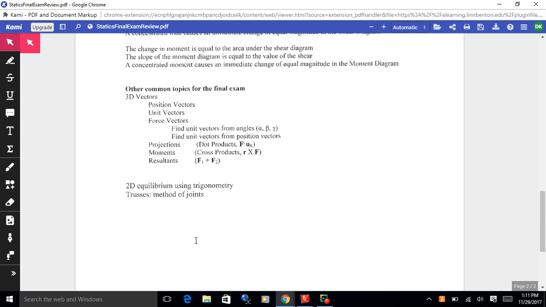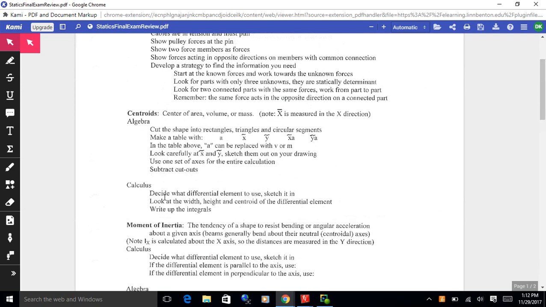And then the other stuff there would be 3D vectors. So remember to go back and review that. 2D equilibrium using trig, like number 2 on the midterm. And then trusses, method of joints. Okay. So that's what will be on the final. And then I'll get you a page that has some old problems and such.